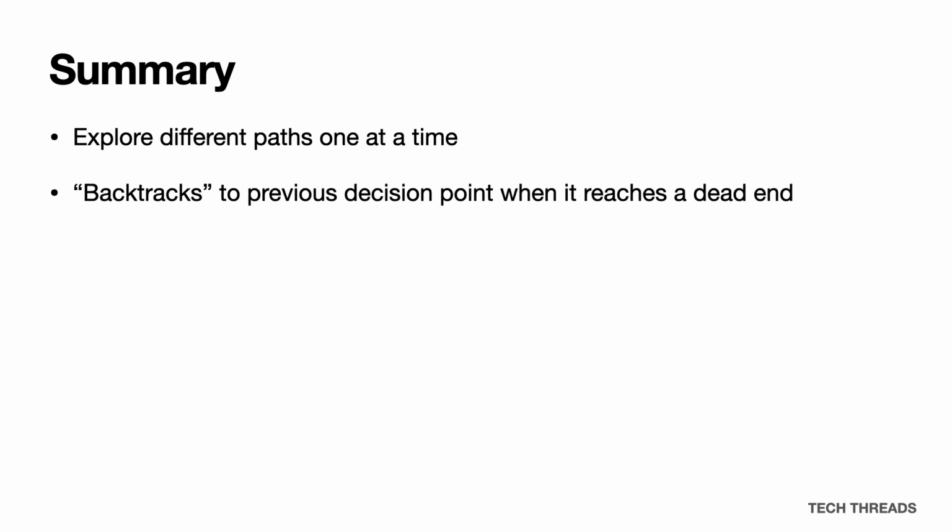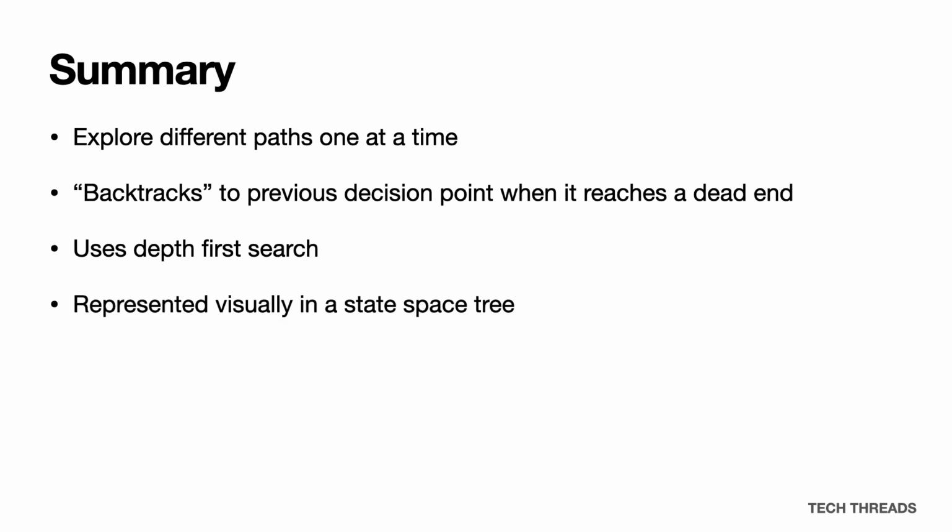To summarise, backtracking algorithms explore different paths, one at a time, until they find a solution or reach a dead end, at which point they backtrack to the previous decision point to explore another path. They use depth-first search and can be represented visually in a state space tree.